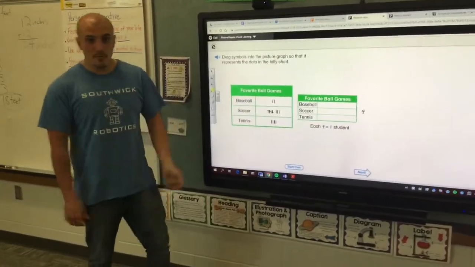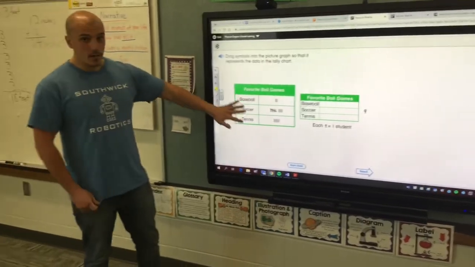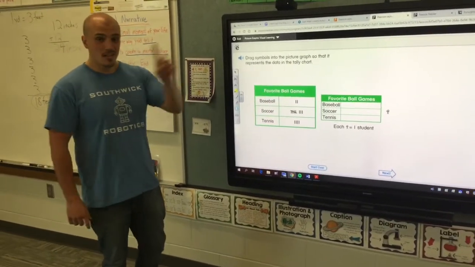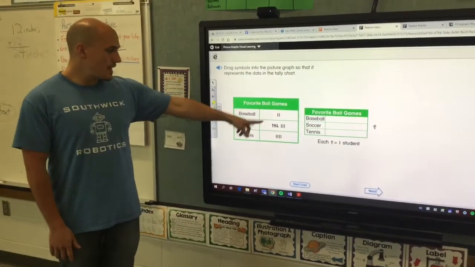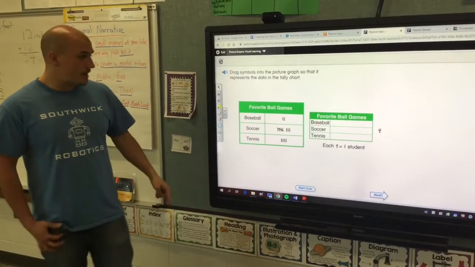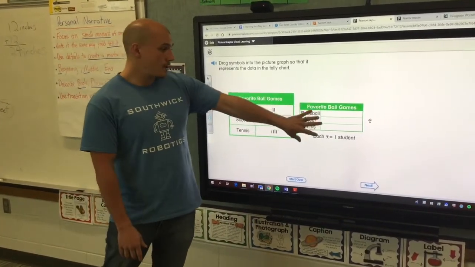All right, so you should remember from your last lesson how to read these tally marks. So each tally mark counts for one student. So this is our information here on the favorite ball games of the students for baseball, soccer, and tennis. We're going to take this data and put it onto this pictograph, okay?